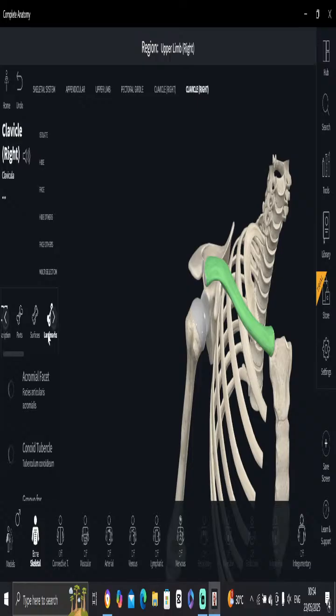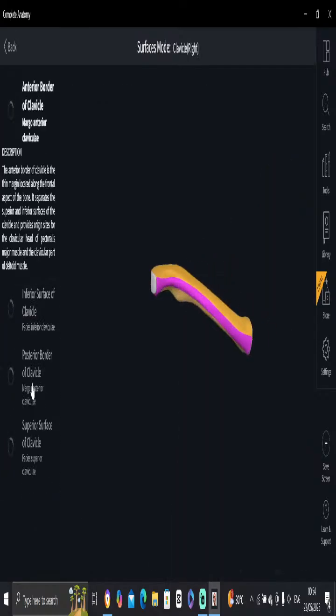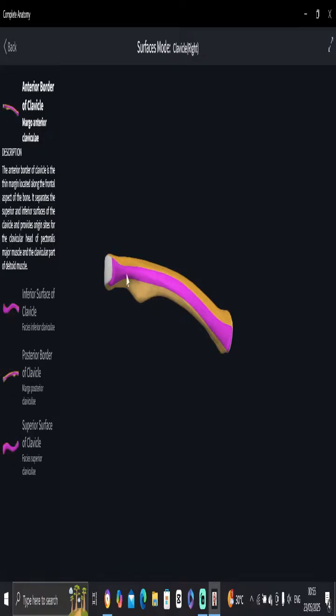So if we go to the landmarks, we've talked about the parts and the surfaces, and we've talked about the anterior border. Generally it's a thin margin. It separates the superior and the inferior surfaces, and it provides the origin site for pectoralis major medially. So the medial two-thirds provides the origin for the pectoralis major, this area, while the lateral one-third provides the origin point for the deltoid muscle, specifically the clavicular part of the deltoid muscle.